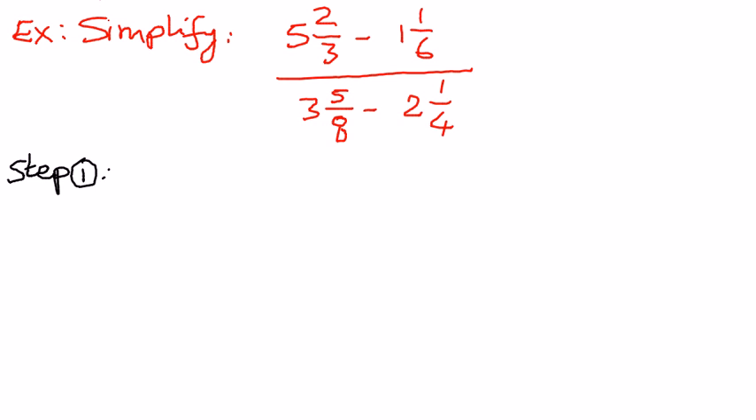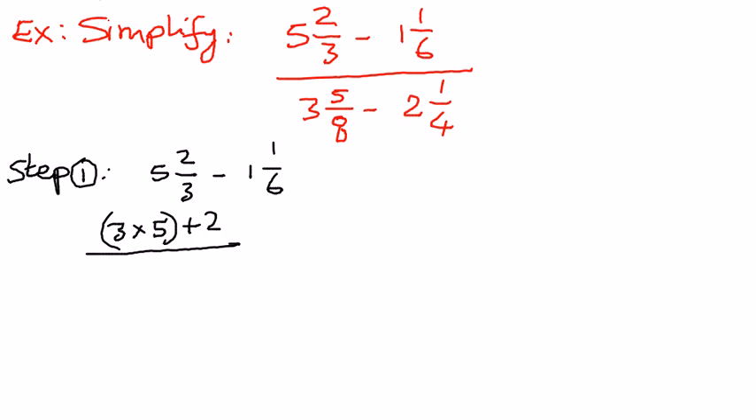So simplifying the numerator part, what do we have here? We have 5 2 over 3 minus 1 1 over 6. Since these are in mixed number format, we're going to simplify them. So how do we simplify mixed numbers? We take the denominator of the fraction, which is 3, multiply it by the number on the side, which is 5. Take the product of that and then add it to the numerator of the fraction, which is 2. Divide that whole number by the denominator of the fraction, which is 3.